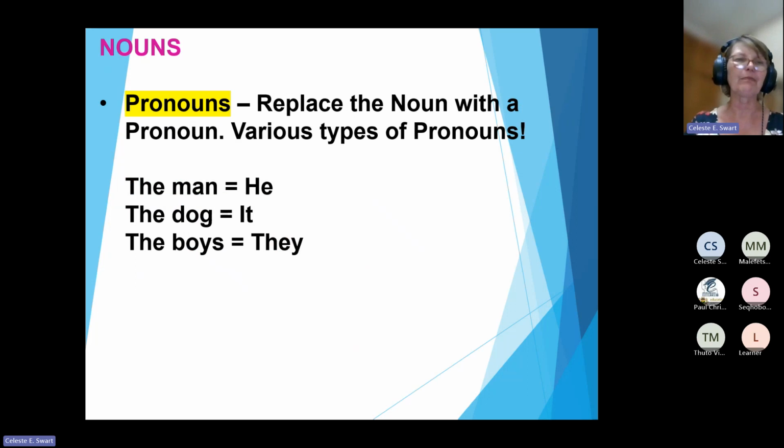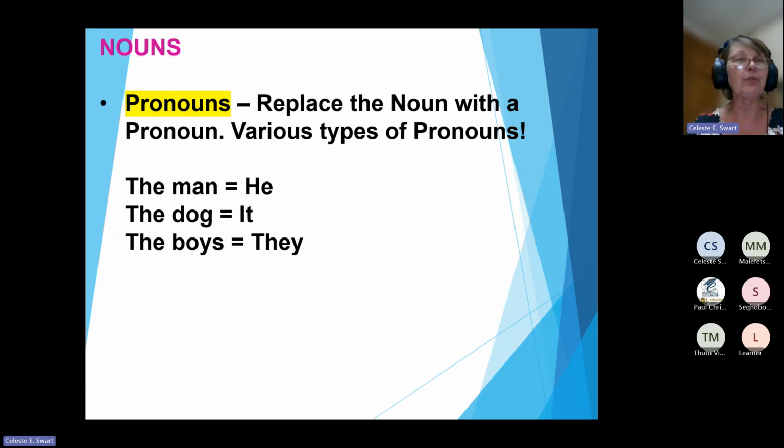Now, pronouns. I'm not going to spend too much time on the pronouns, but I want you to understand something really, really important, and that is that we are just touching on some of the pronouns. The same as when we get to verbs, we're not going to look at all the different types of verbs that you find. So with the pronouns as well, we're going to only look at a few because there are various types. Very simply, if you think of saying the man, he, the dog, it, the boys, they.